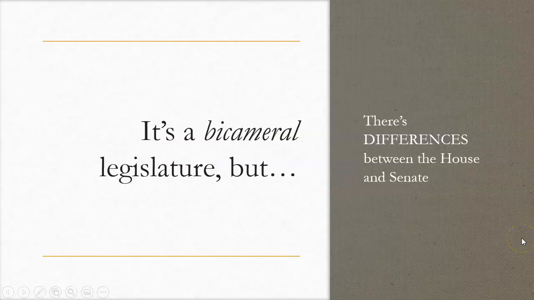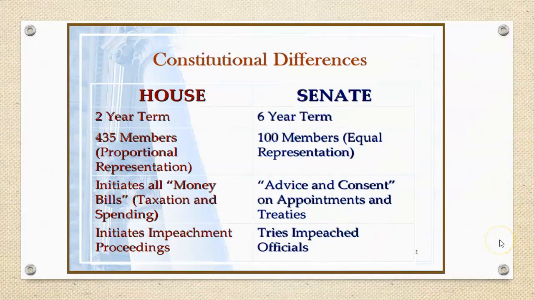It's a bicameral legislature. That's the term you should know. Bicameral is like a bicycle. There's two houses of Congress, the House and the Senate, but there's differences between the two. Let's look at the differences between the two. Okay. Somebody who's elected to the House gets a 2-year term. Senate, they get a 6-year term.